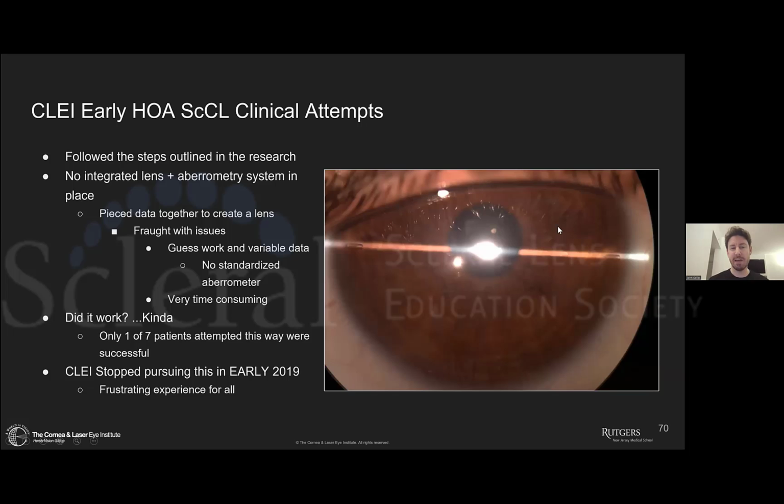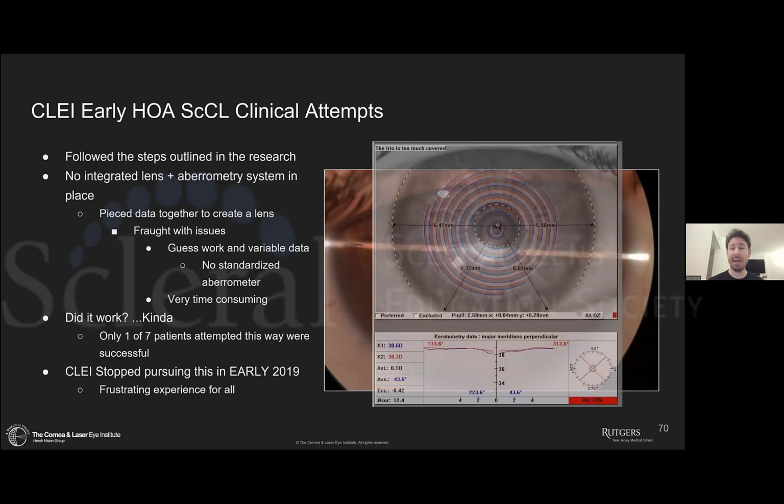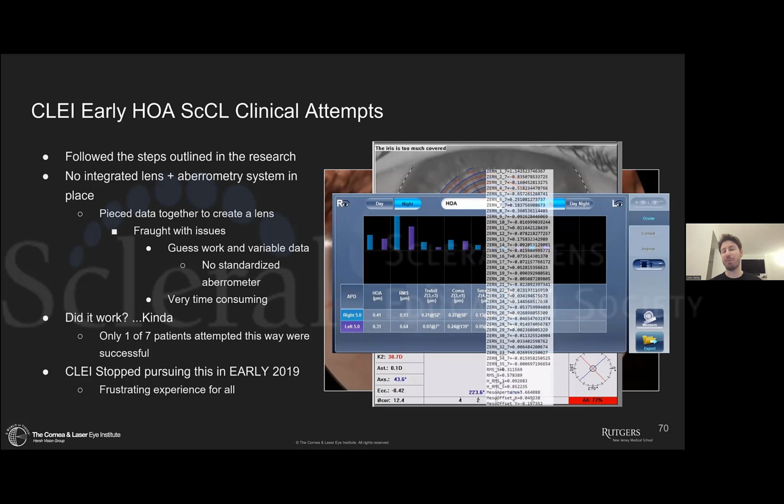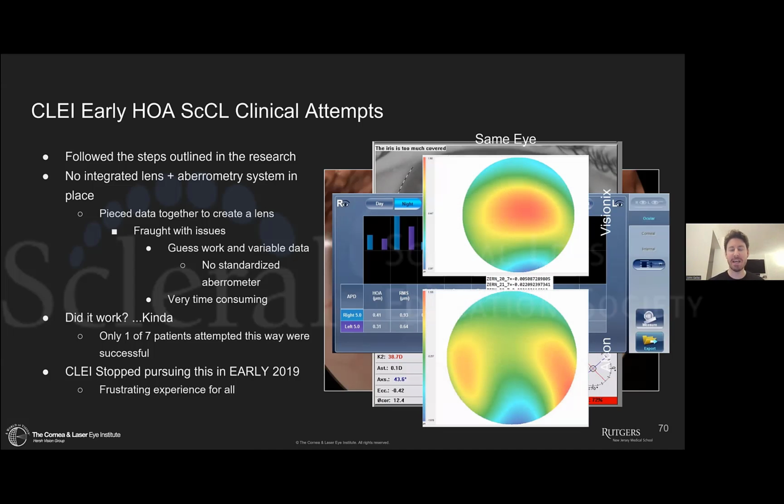So why are we picking a scleral lens? Well, it's because of stability. Now, we tried to do this early on. We did multiple clinical attempts without a system in place. We followed the research outlined in this with no integrated system or aberrometry in place, and it was fraught with issues. We had to do a whole bunch of essentially non-standardized work here, measuring different measurements of decentration, using several different aberrometers, trying to jailbreak the information out of the aberrometers, and then send it into the lab.